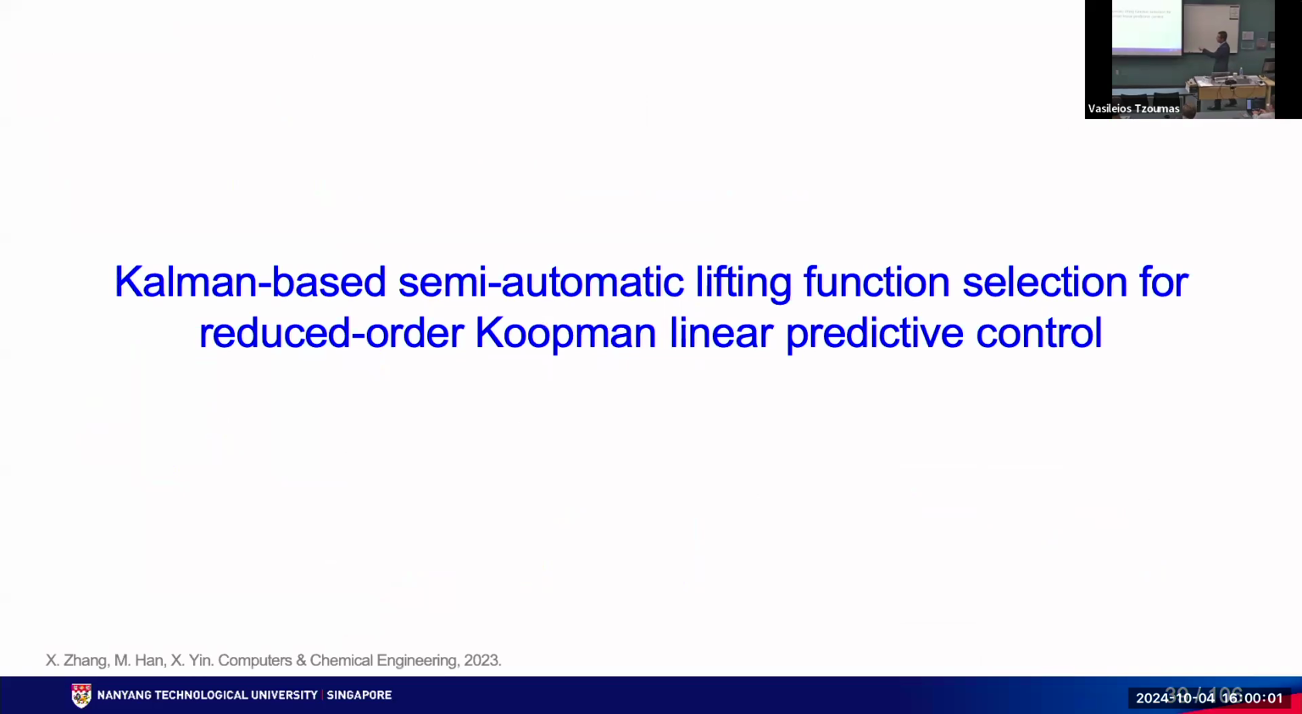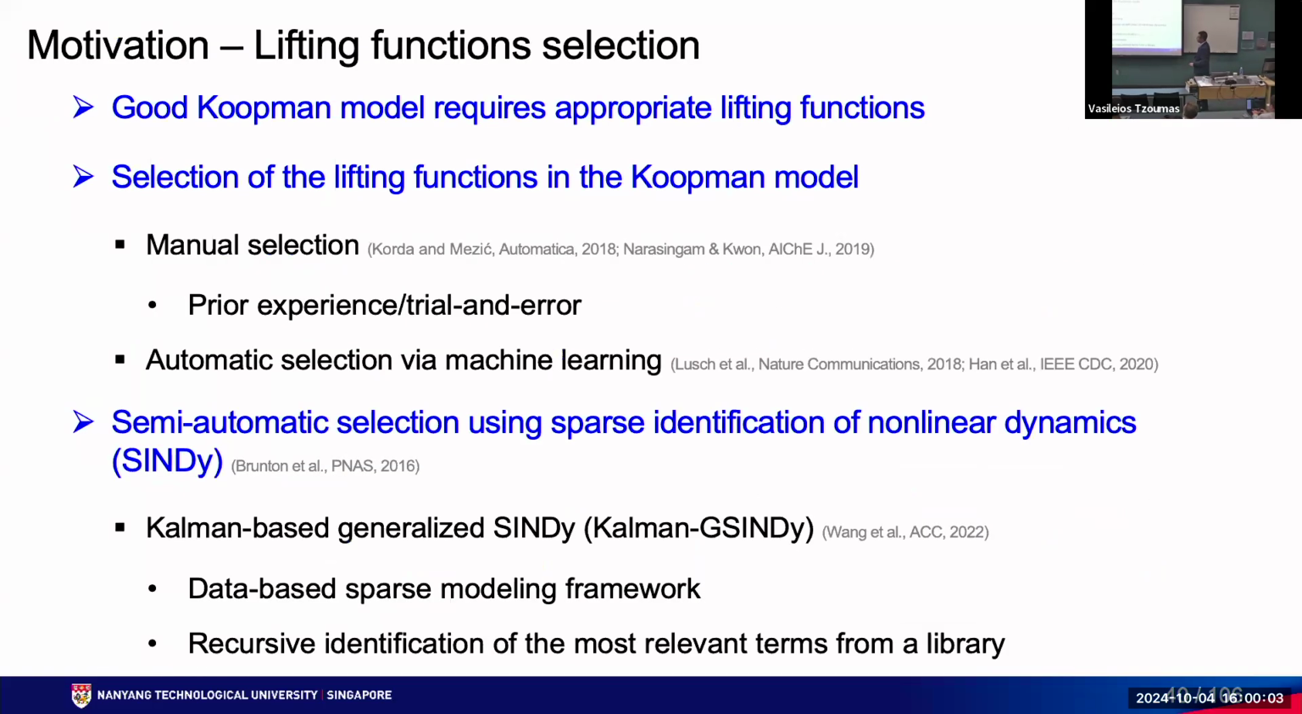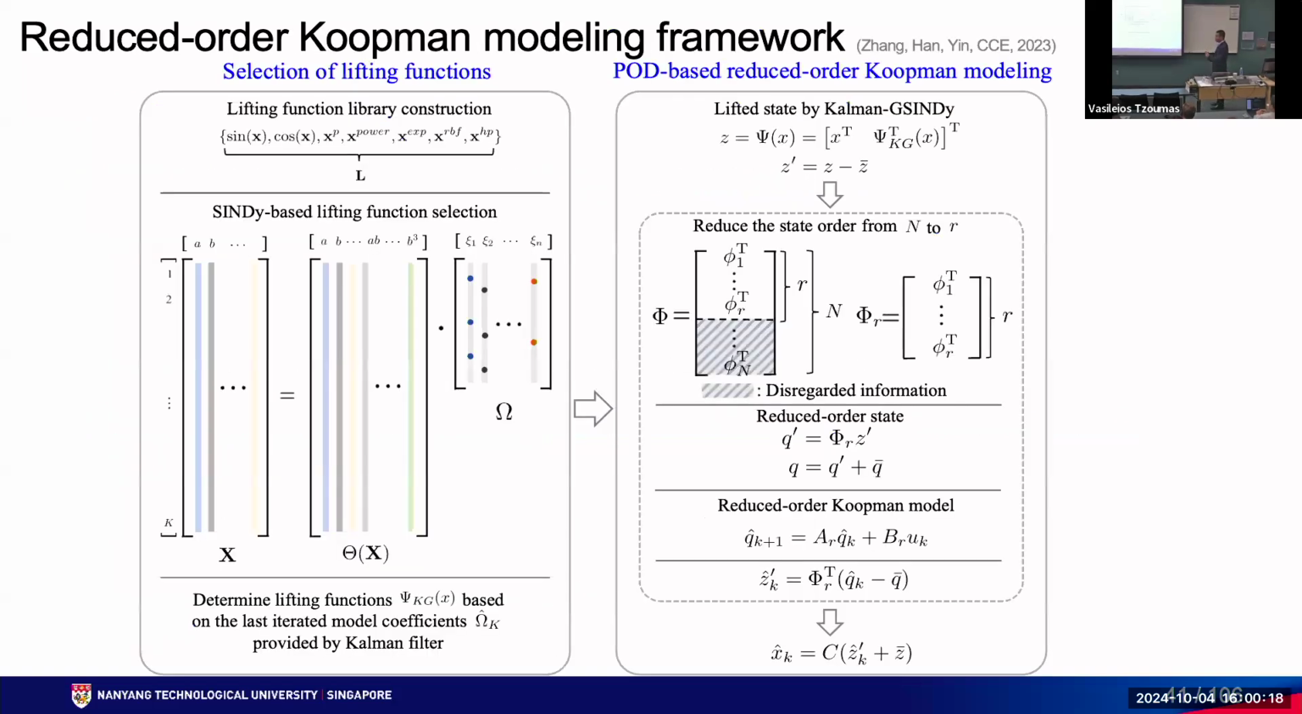I will go through this very quickly. This is not yet the automatic selection, and we call it a semi-automatic selection of the lifting function. We propose an algorithm based on the sparse identification of nonlinear dynamics, which people call the SINDy algorithm. And we integrate Kalman filtering with the SINDy algorithm to estimate. First, I would like to explain the idea because I think the font size is too small here. It will be hard for you to understand the details, so I will just briefly explain the idea.